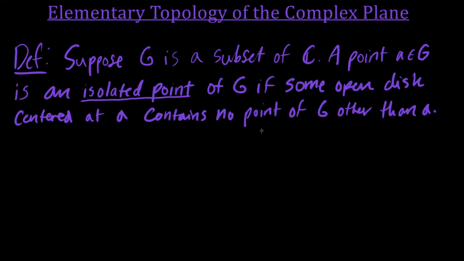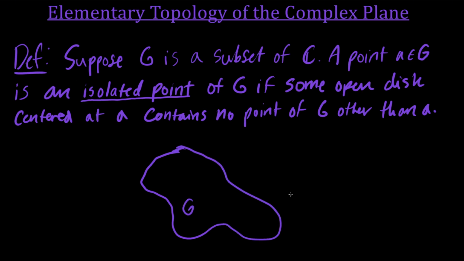Alright, on to our last type of point. Suppose G is a subset of C. A point A in G is an isolated point of G if some open disk centered at A contains no points of G other than A. So let's go ahead and draw in our subset G of C. And let's say that G also contains these points over here. And let's say that this is the point that we're labeling A.